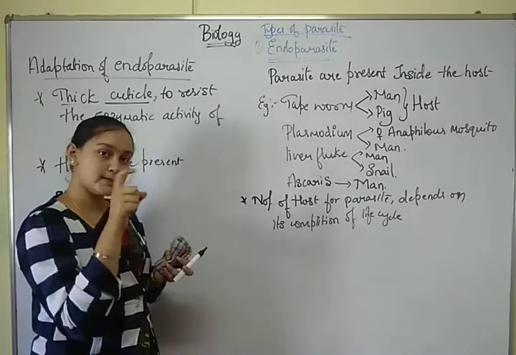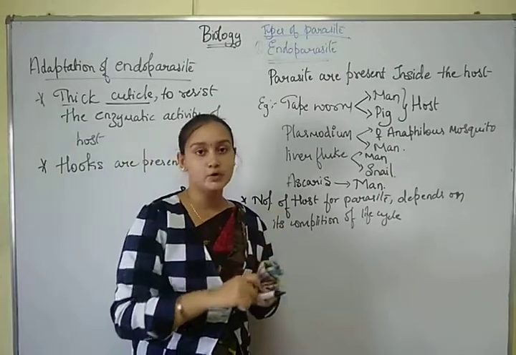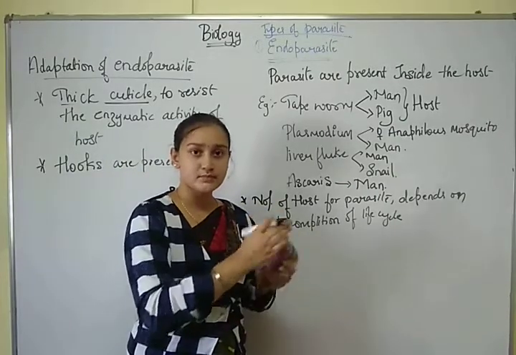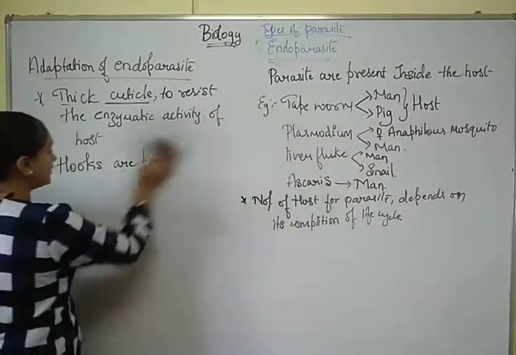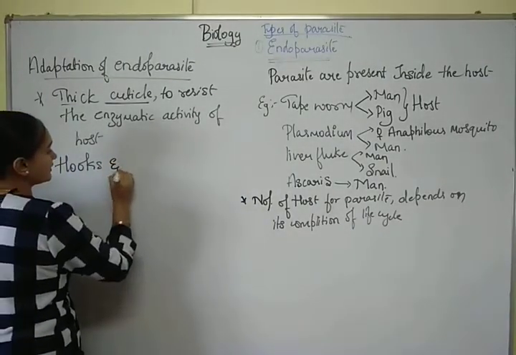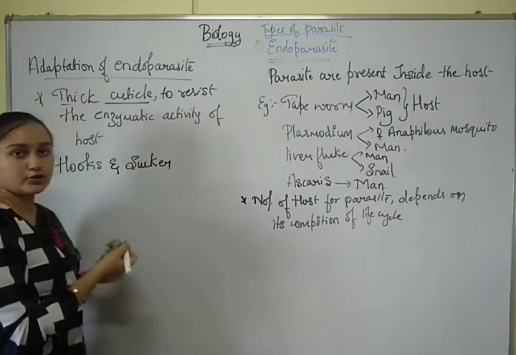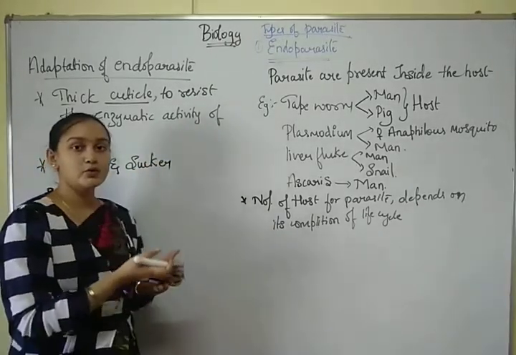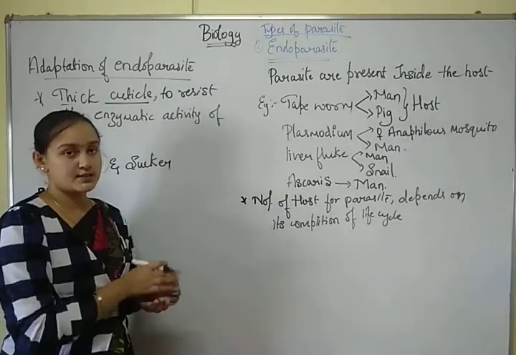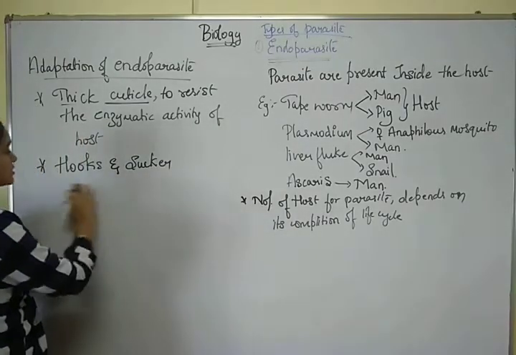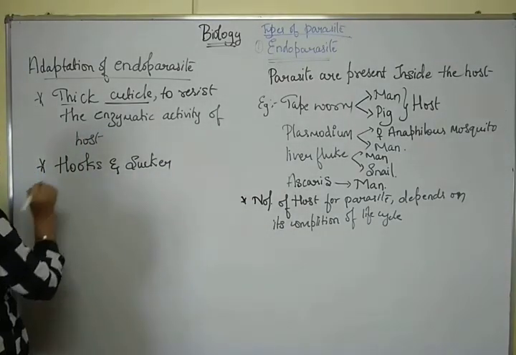Hook means certain U-like shaped structure which helps to attach on the surface. Okay, it is having the hooks and suckers. Even the sucker helps to adhere, to attach to the surface of the host cell, the host body. So the second adaptation: it is having the hooks and suckers.